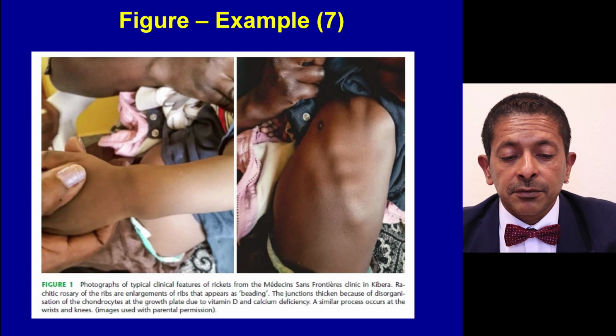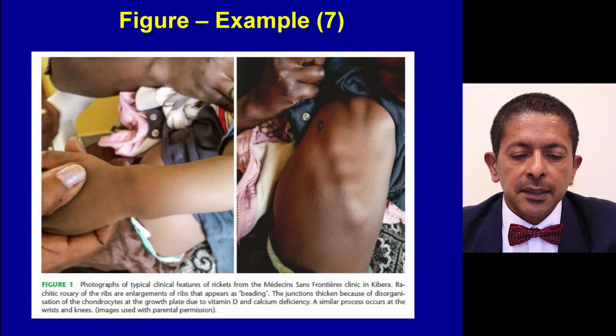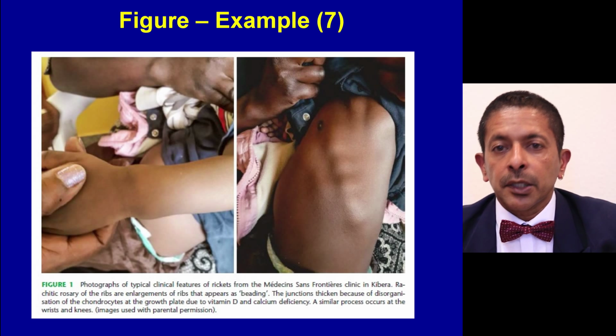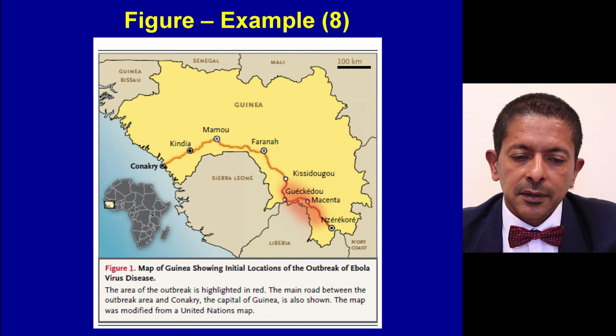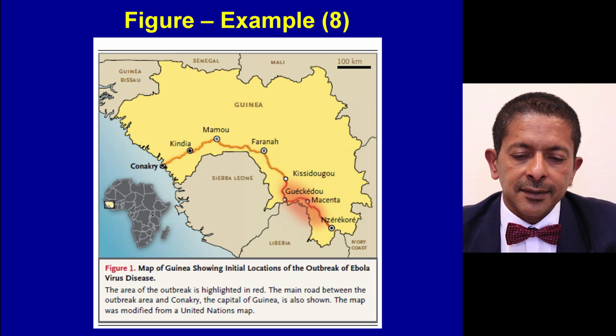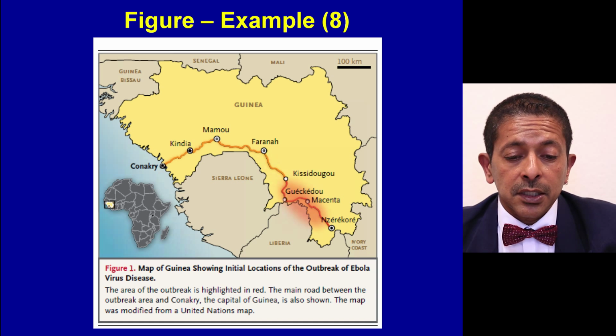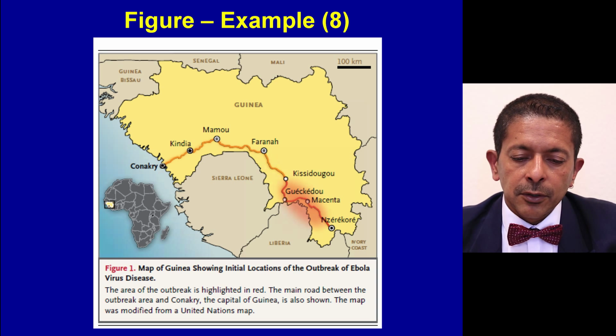Here's another kind of figure, and this is from Kenya. It shows basically changes associated with rickets. On the left side, the bulging of the distal radius. On the right side, what we call rachitic rosary associated with rickets. And here's another figure, which is a map of Guinea showing initial locations of the outbreak of Ebola virus disease. It's also a different kind of figure. And here, the area of the initial outbreak is highlighted in red.